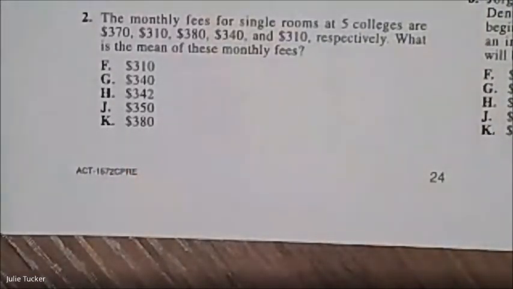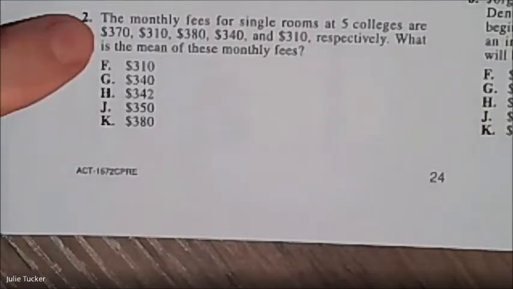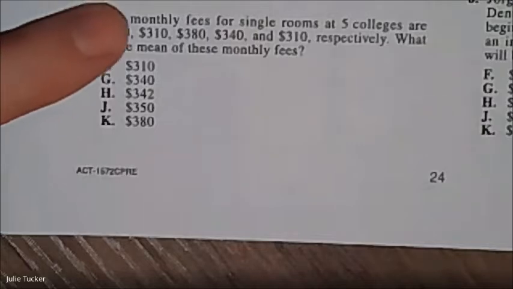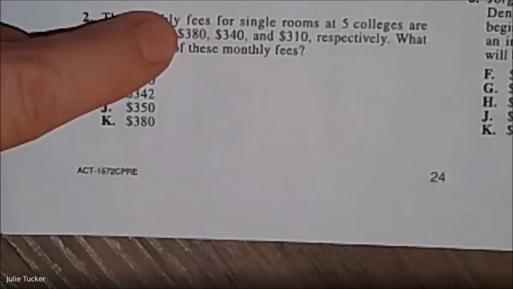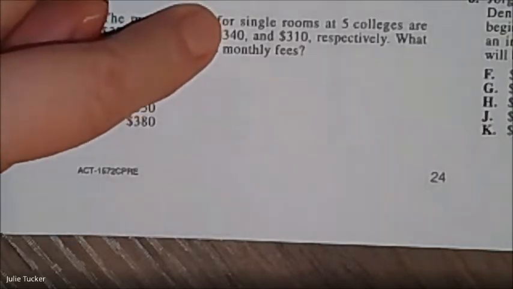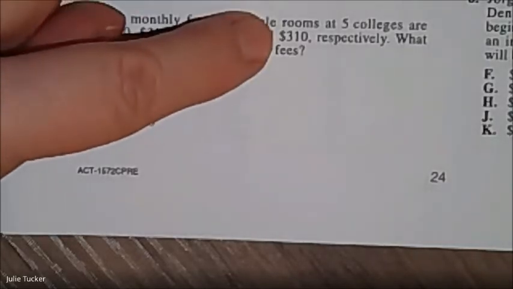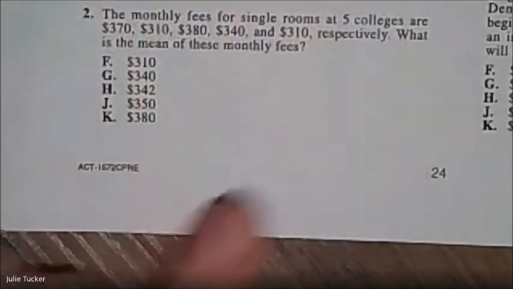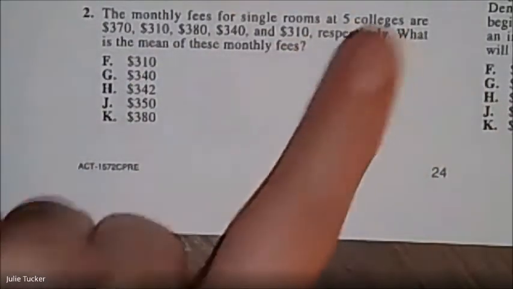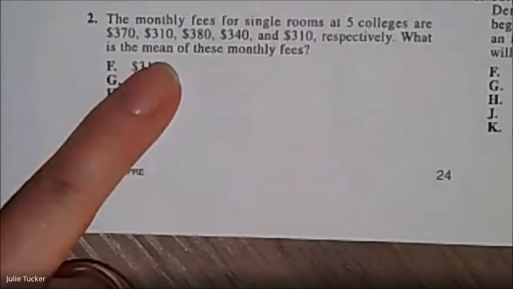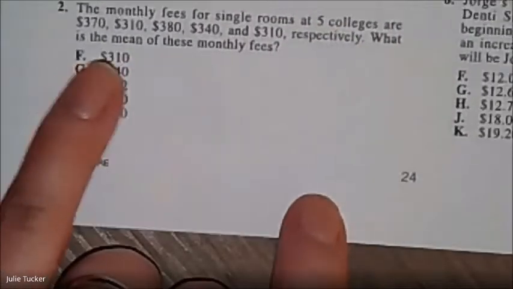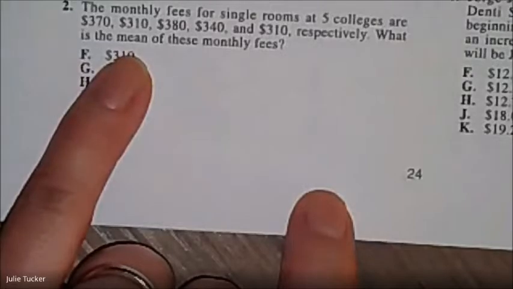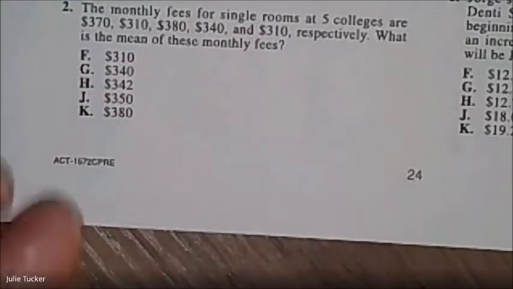The monthly fees for single rooms at 5 colleges are $370, $310, $380, $340, and $310 respectively. And that word respectively just means for each one. It's a silly word. Just ignore it. What is the mean of those monthly incomes? Do you remember what mean means?